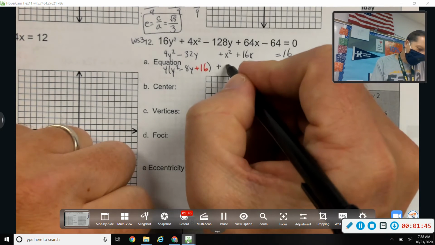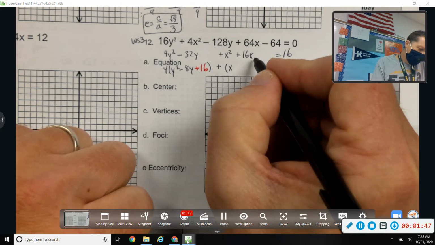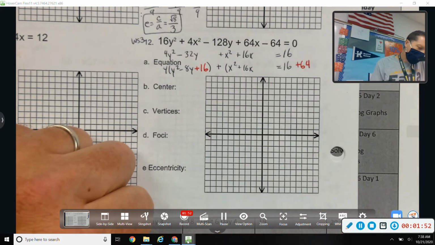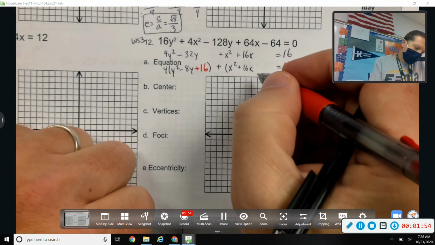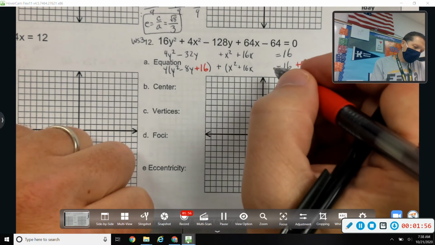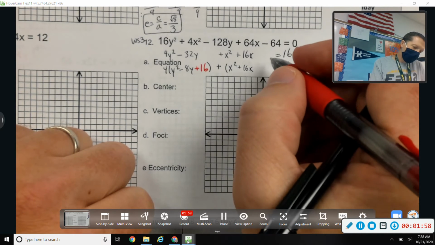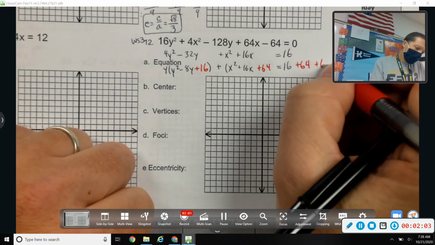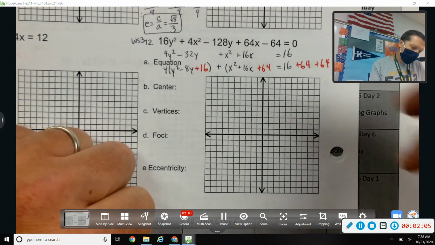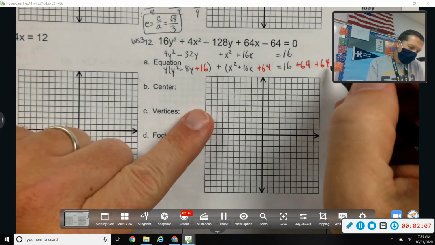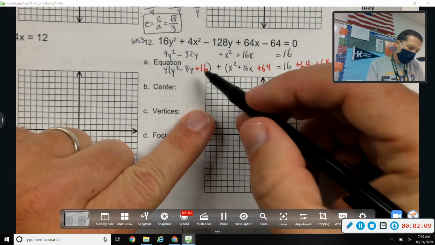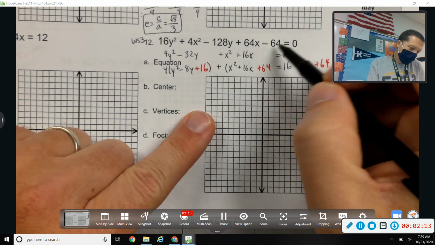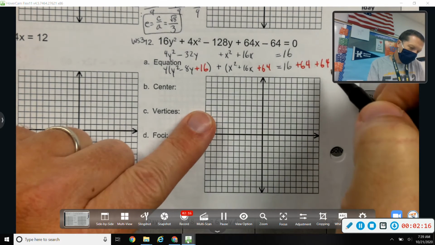For the x stuff, let's see, x squared plus 16x. Half of 16 is 8. 8 squared is 64. Just making sure I did this right because this is not going to be pretty. Okay, but I think that's right.